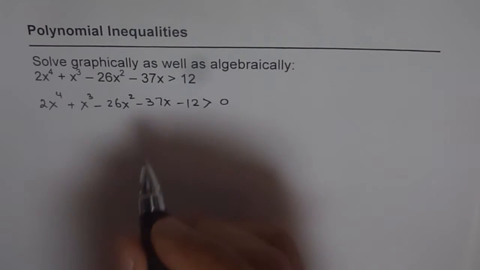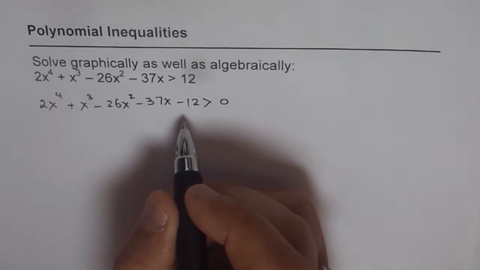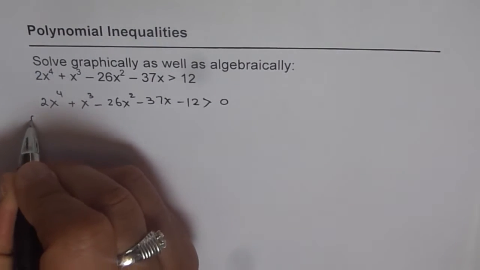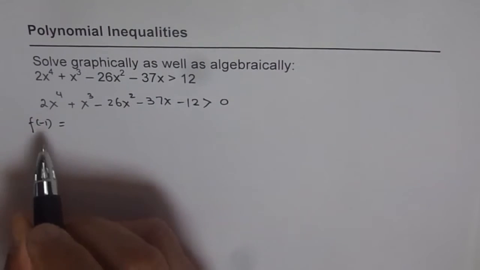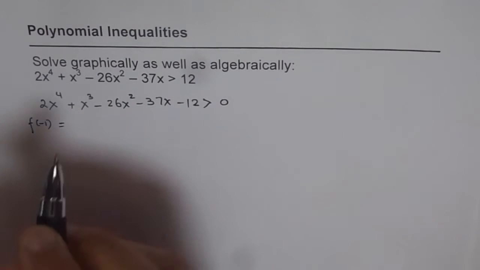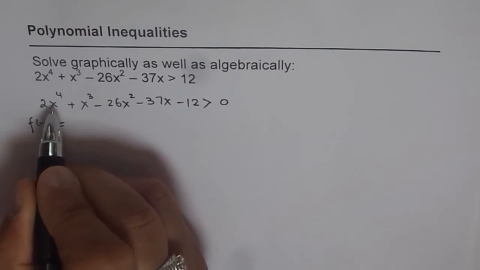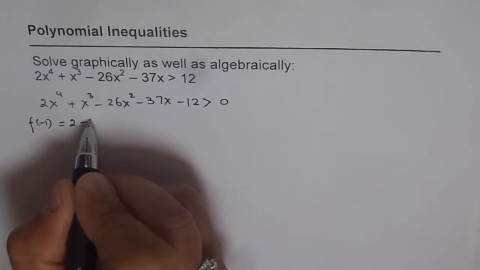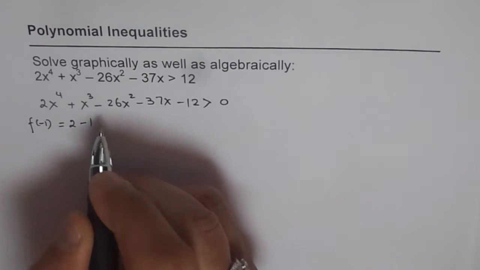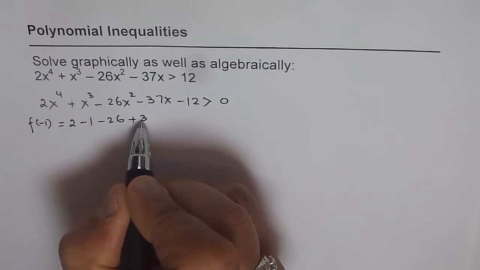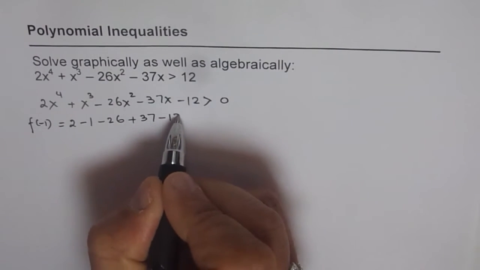So now we know which factors to try. Let's start with minus 1. So what is f of minus 1? Just plug in minus 1 here for x and check the value. If you plug in minus 1, you get 2. And minus 1 cubed will be negative, so negative 1. Minus 1 to the fourth will be positive. You get negative 26. Here this will be plus 37. And this is minus 12.